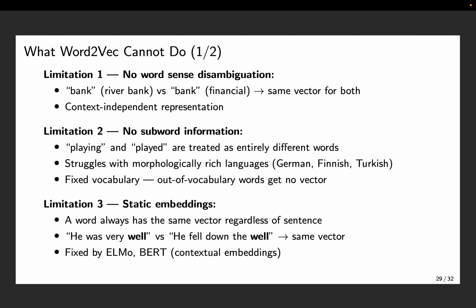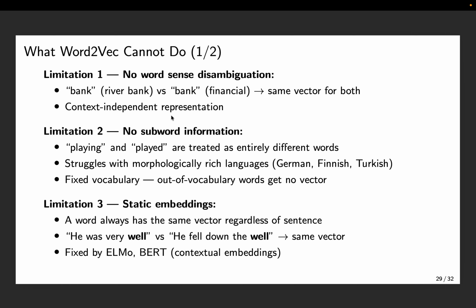Limitation 2: no subword information. Playing and played are treated as completely different and unrelated. Even play doesn't share anything with playing, and this hurts performance on morphologically rich languages like German, Finnish, and Turkish, where the same root can have dozens of forms. Also, words not seen in training get no vector at all. FastText in 2016 fixed this by representing words as a bag of character n-grams.